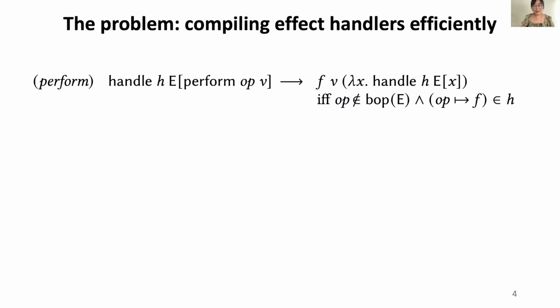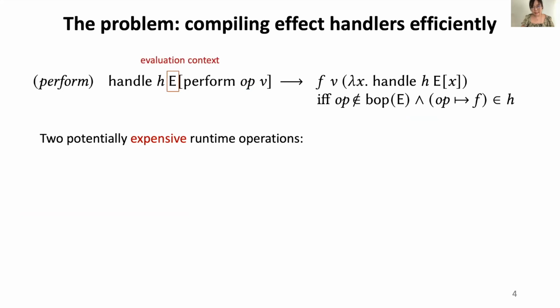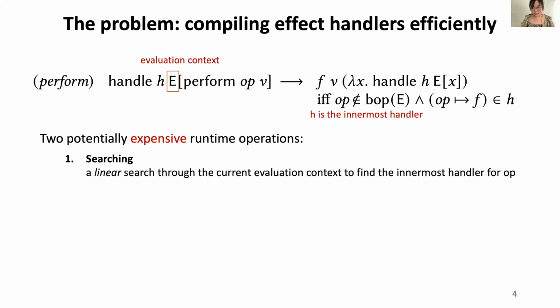It seems everything just works well until you want to compile algebraic effects efficiently. The main problematic rule is perform, which includes two potentially expensive runtime operations. First, since the perform can be deeply inside the evaluation context, and we require H to be the innermost handler, that means we need to perform a linear search through the current evaluation context.